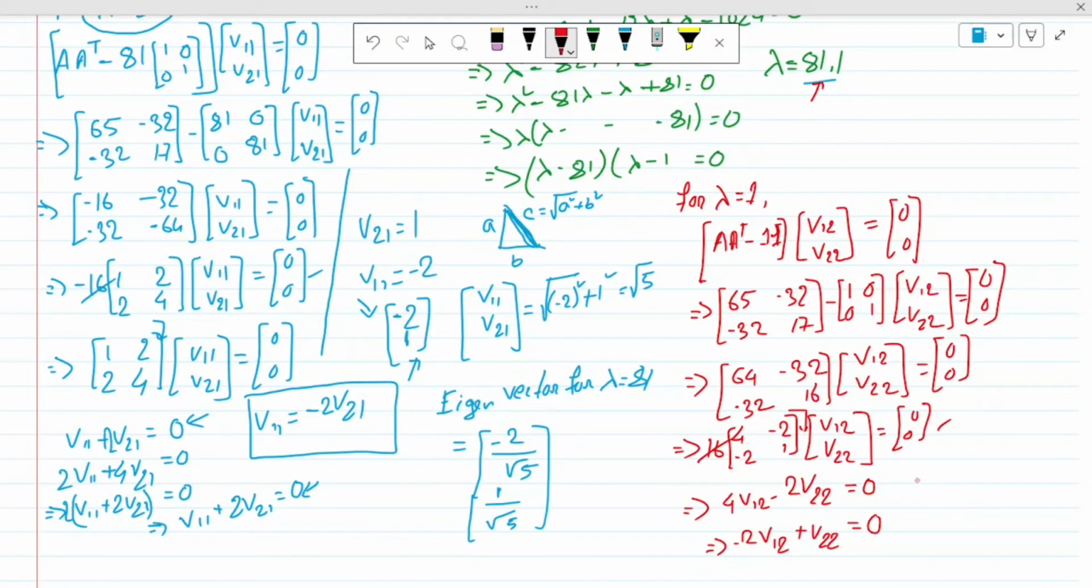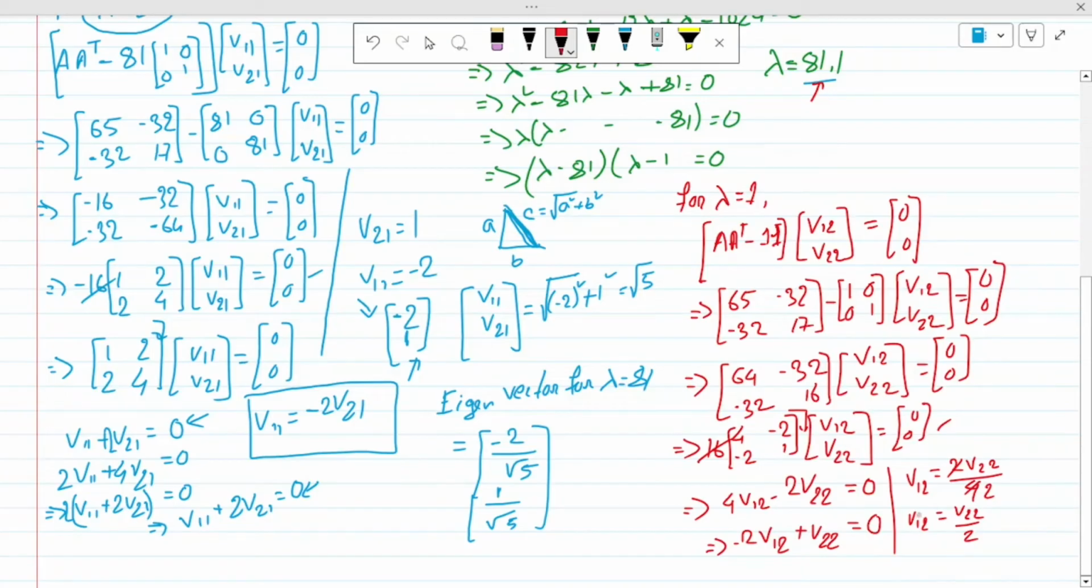Now you can use both the equations, which are of a similar kind. From the first expression, v12 is equal to 2 v22 by 4, right? So this 4 will come to this side. So 2 by 4, which is 1 by 2. So you will have v12 equal to v22 by 2. This is the final expression we got after solving.